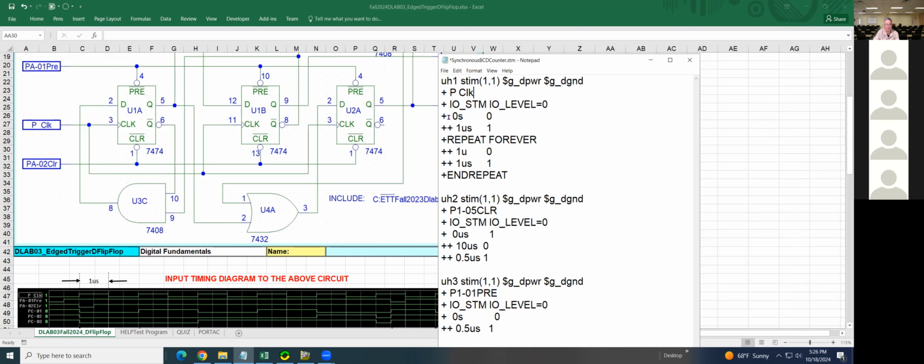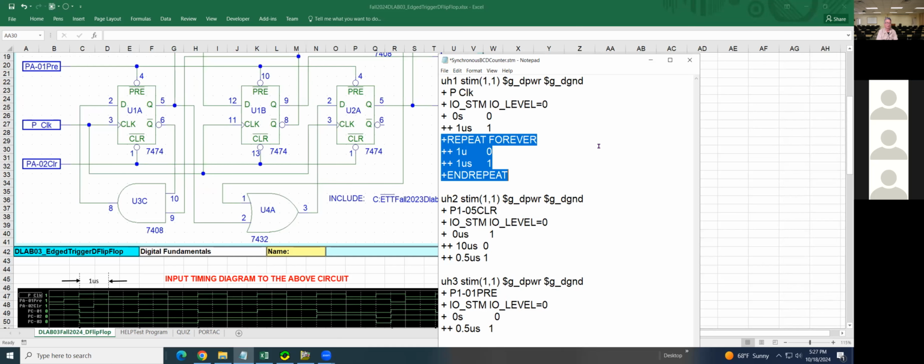So that's why at 0 seconds, they start at 0. Okay, at 1 microsecond, they go to 1. Okay, so basically they keep repeating over and over. So that's why they say apply repeat forever. That will be done for input P clock.